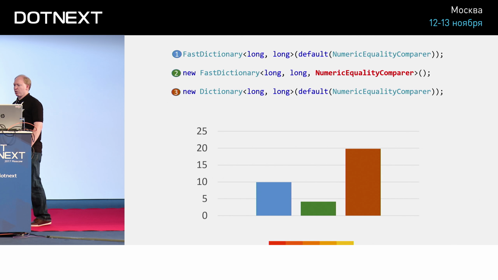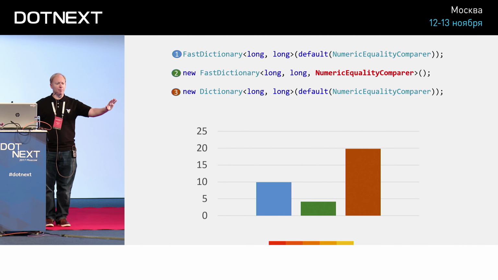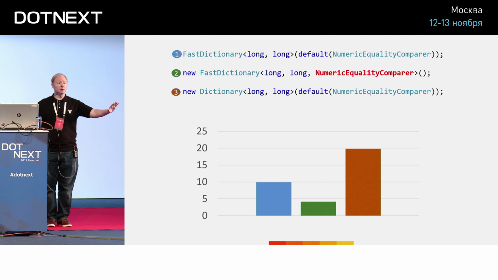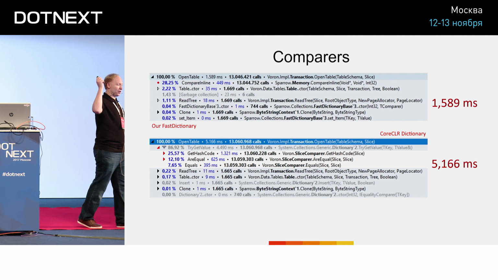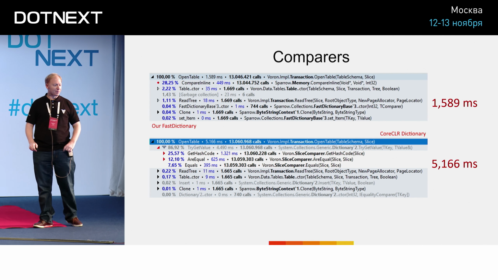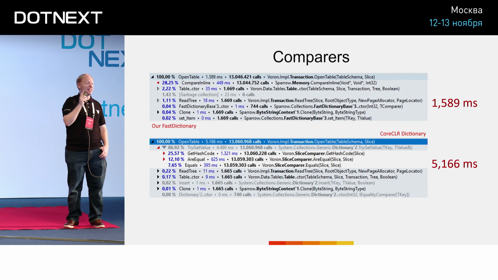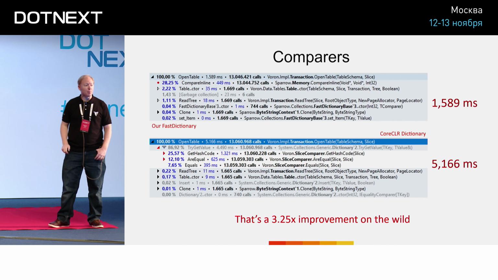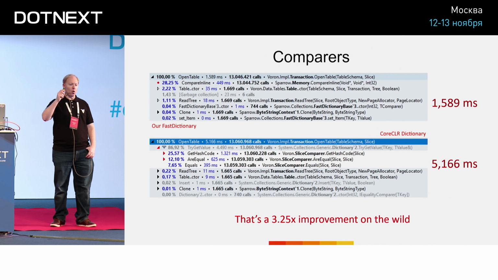So the question is, OK, these are microbenchmarks. Can we trust them? No. So what do we do? We test it. In what? Real life. You can see here, the comparer actually didn't get inlined because it was too big. And still, this is 3.25x better on an actual workload.